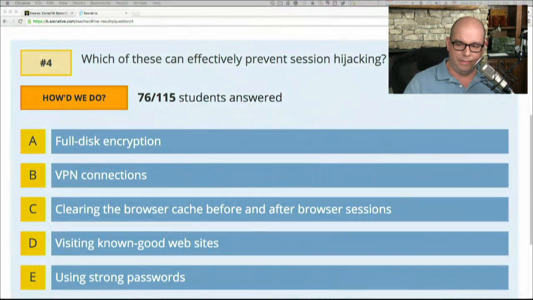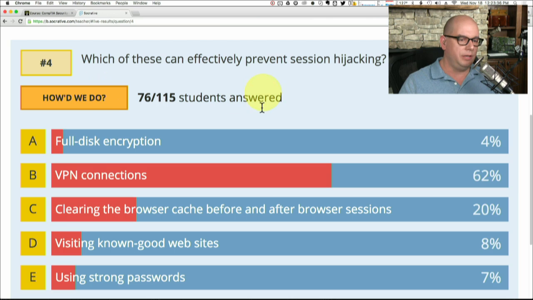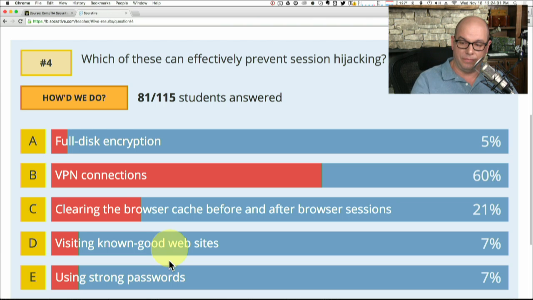We got a few that have answered and gone through these pieces. So let's see how we answered. Well, if we had to pick a leader, 61% said VPN connections. The next highest would be 19% that said clear the browser cache before and after browser sessions. And then 8% tied for third, visiting known good websites and using strong passwords. And then you've also got the last one, full disk encryption. Only 5% chose full disk encryption with this one.